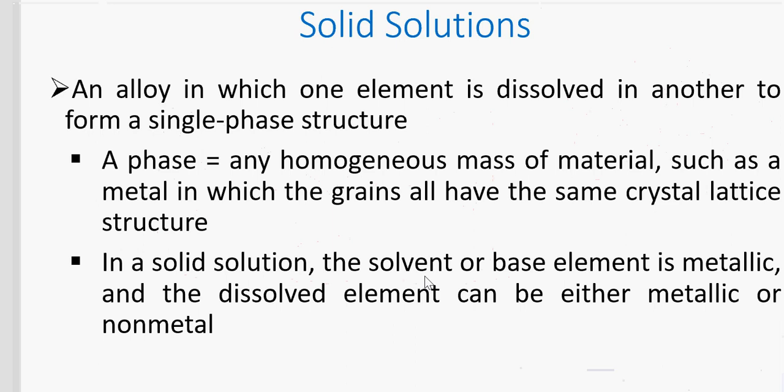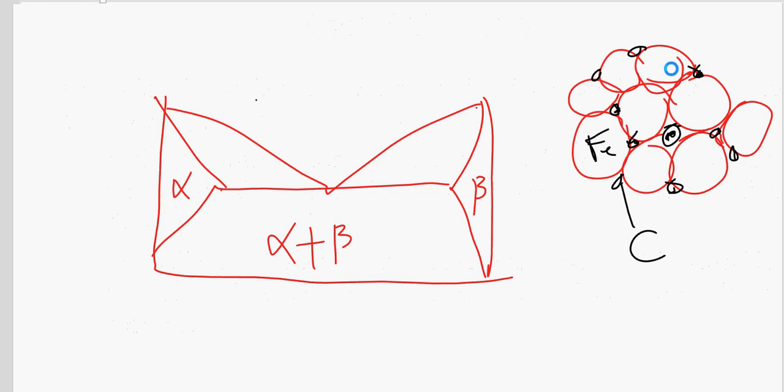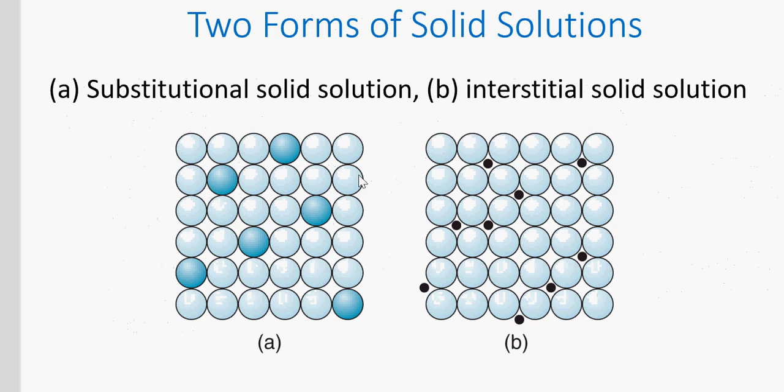So the base metal, for example, in what I drew now, is the iron, and it's called the what? The solvent, and then the solute is the carbon. So two forms of solid solutions we have: interstitial and substitutional. This one I just explained now is interstitial. The carbon comes and fills in the small spaces in between. So this is it here, interstitial. Can you see the carbon atoms come and fill?